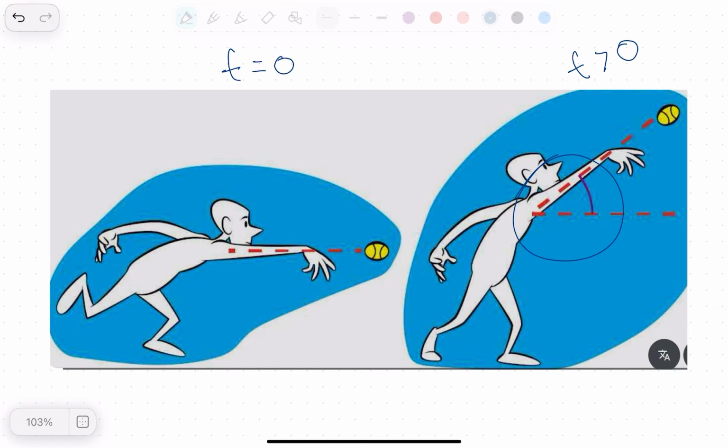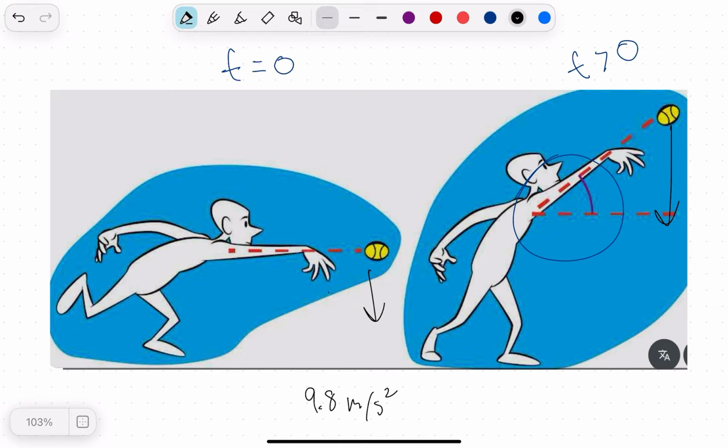Even though there is this example and this example, no matter what, gravity is always going to be pulling them down at around 9.8 meters per second squared. That's the only downward force that's actually acting, and it's always going to be the same, 9.8 meters per second squared.